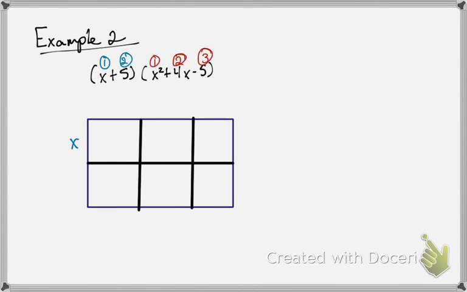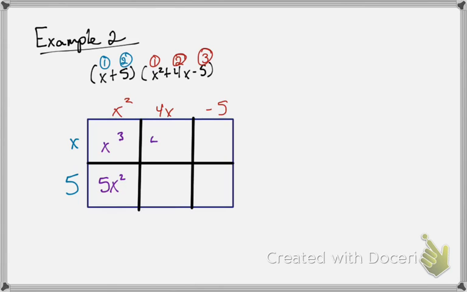So I'm going to set up another 2 by 3 Punnett square, where I have x and 5, and then across the top, x squared plus 4x minus 5. Start multiplying. In the top left, x squared times x would be a total of 3 x's, so we'd write that as x cubed. In the bottom left, we have 5 times x squared would be 5x squared.